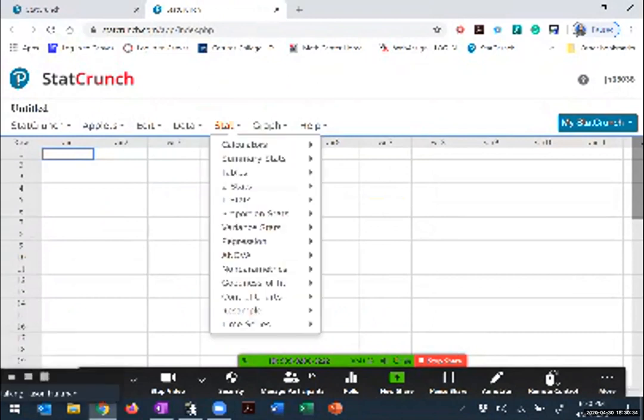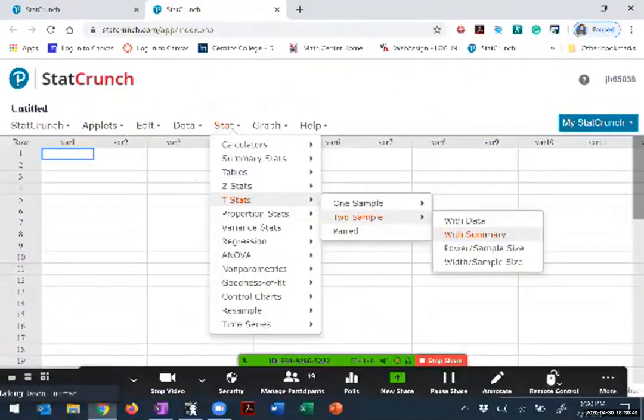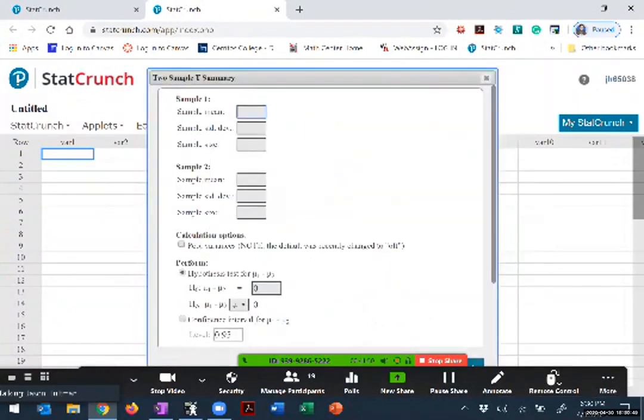Okay, so we're going to go to Stat, and what do we want? T-stats, and we want 2 sample, and then with summary. So T-stats, 2 sample, with summary. And it says, what's your sample mean? Well, what was our sample mean? Our sample mean was 70, group 1. This was 70.29.